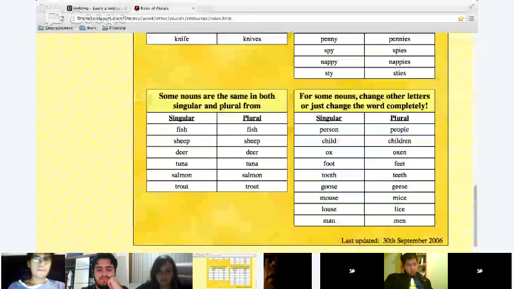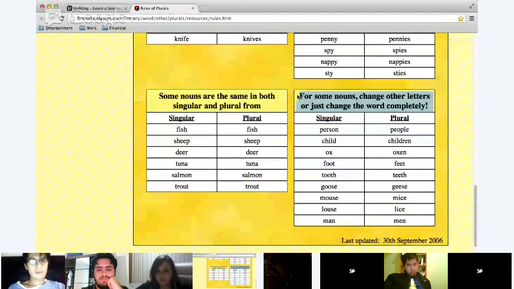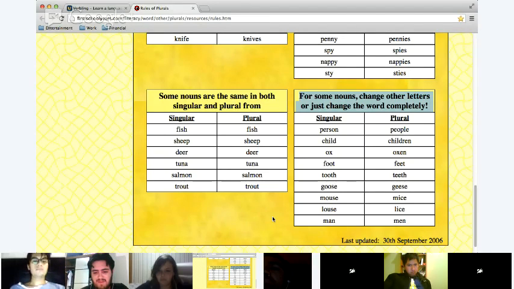Okay. Okay, thank you. For some nouns, change other letters or just change the word completely. Singular, plural. Person, people. Child, children. Ox, oxen. Foot, feet. Tooth, teeth. Goose, geese. Mouse, mice. Louse, lice. Man, men.